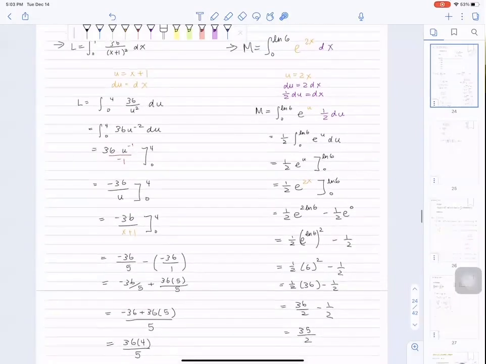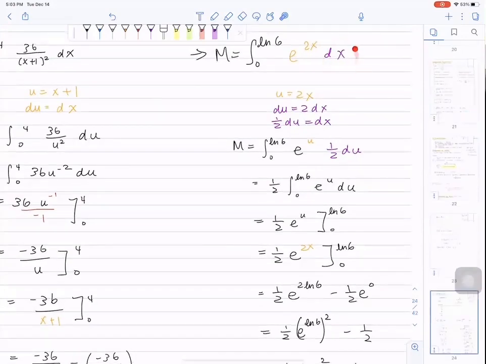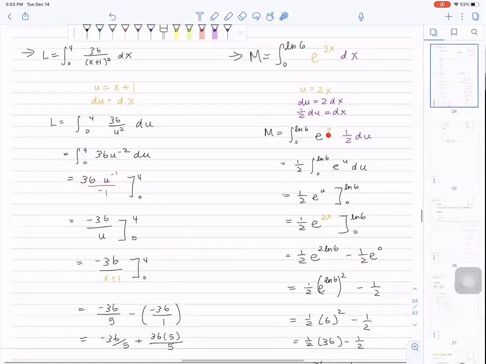What about M? So M, similarly, this is complicated, right? We know the integral of e to the one variable. Let's make that u so that we know what the integral of e to the u is. So u is 2x, du is 2 dx. But what is left over? We only need this x left over. So I divide both sides by 2 to get 1/2 du equals dx. Now I substitute everything in so that there's only u's. So e to the u, dx was 1/2 du.